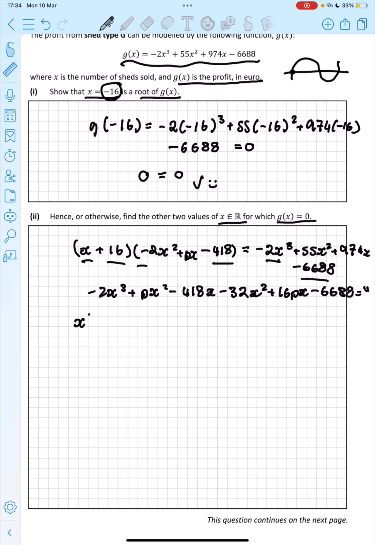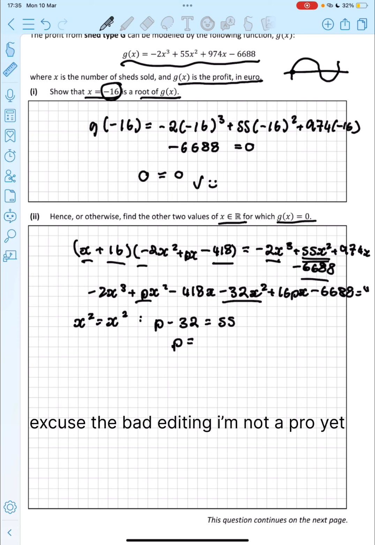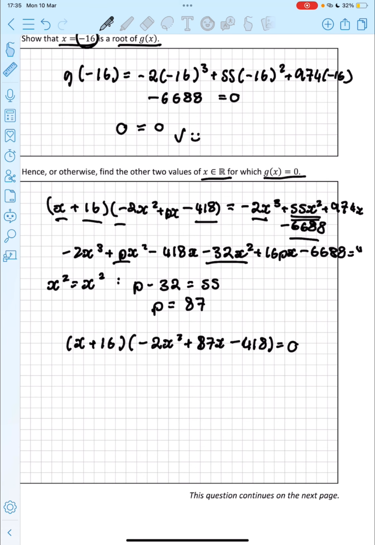We know that x squared has to be equal to x squared since x is the same number. So therefore, whatever x squared equals on this side, which is p minus 32, is going to equal what x squared is equal to on this side, which is 55. So therefore, p is equal to 87. Plus 16 times this quadratic that we just found here is going to equal 0.